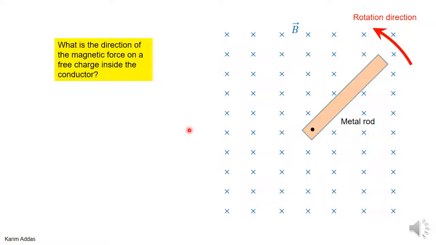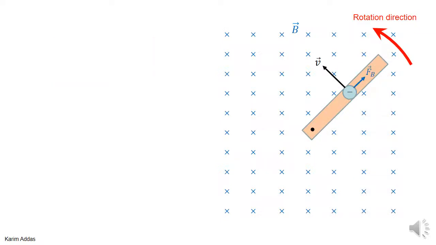So first, let's ask this question. What is the direction of the magnetic force on a free charge inside the conductor? If you have a free charge here, what's the direction of the force on it? The electrons are the free charges, and they're moving with velocity v in this direction because the rod is rotating this way. So v cross B points this way. But because the charge is negative, and the force is qv cross B, the force will be opposite that, pointing outwards.